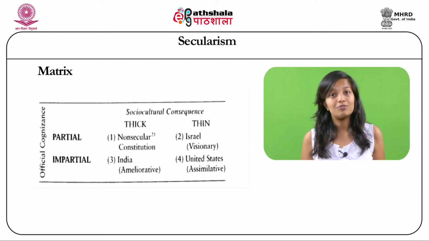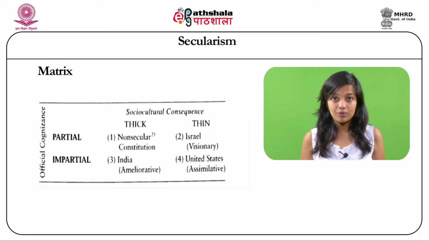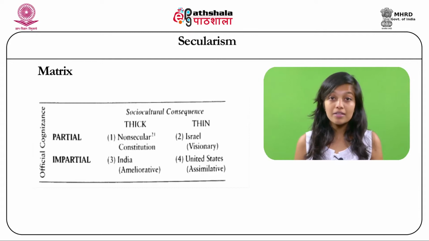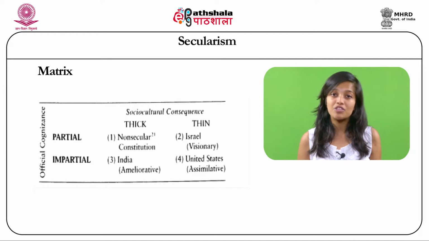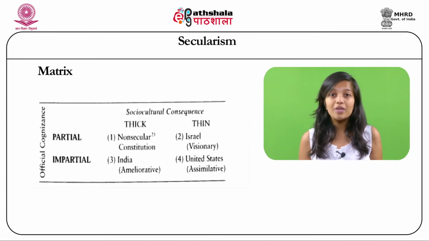In relying on these two factors in creating a table, what results is what you see on this slide. You have four alternatives that are created, and they can be termed as follows. One is called the visionary model. The second is called the ameliorative model. The third is called the assimilative model. And finally, you have a situation where Professor Jacobson points out that the Constitution is not secular at all. But on the other hand, we can extrapolate from this a situation of aggressive secularism, which we will discuss in the future in this module itself.